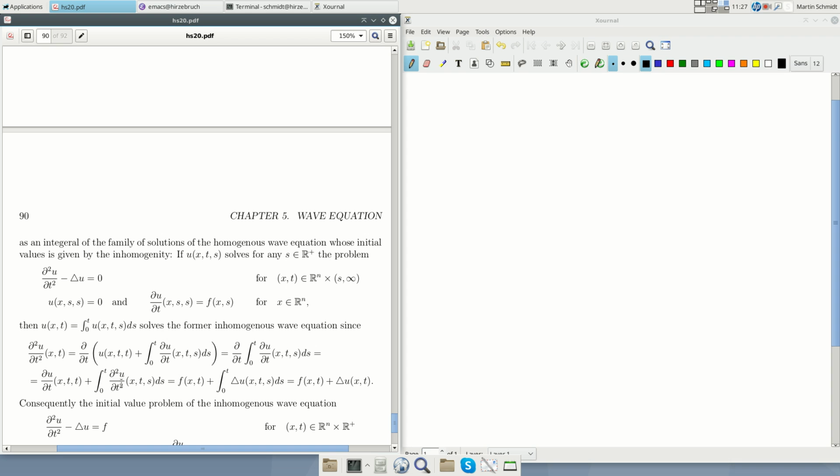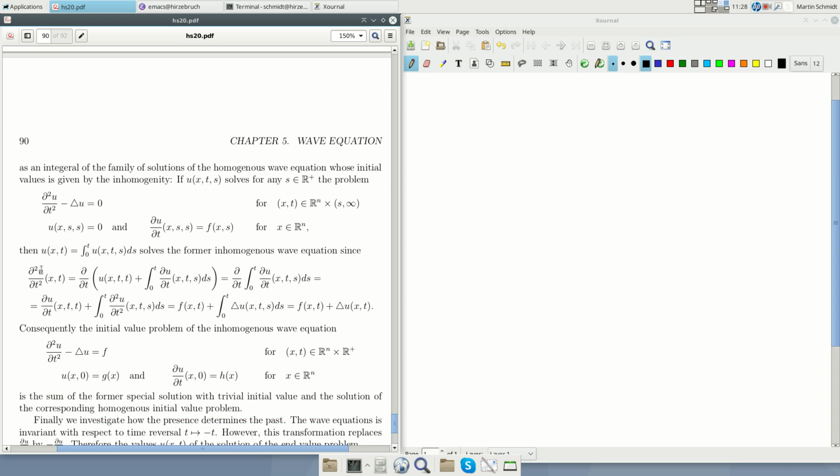And then of course we know the second derivative is the Laplacian, and this value is by definition x of t. So we get this expression, but this expression is clearly the Laplacian applied to this integral. So we indeed solve the inhomogeneous wave equation. If we subtract this Laplacian, then we just get the inhomogeneity f. So this shows that we really get the inhomogeneous wave equation by this formula, or by Duhamel's principle.